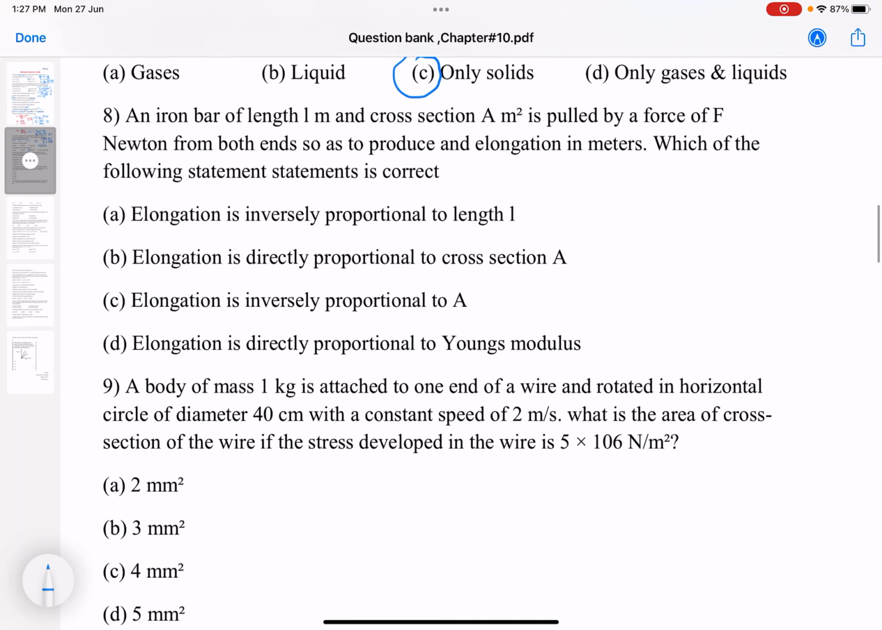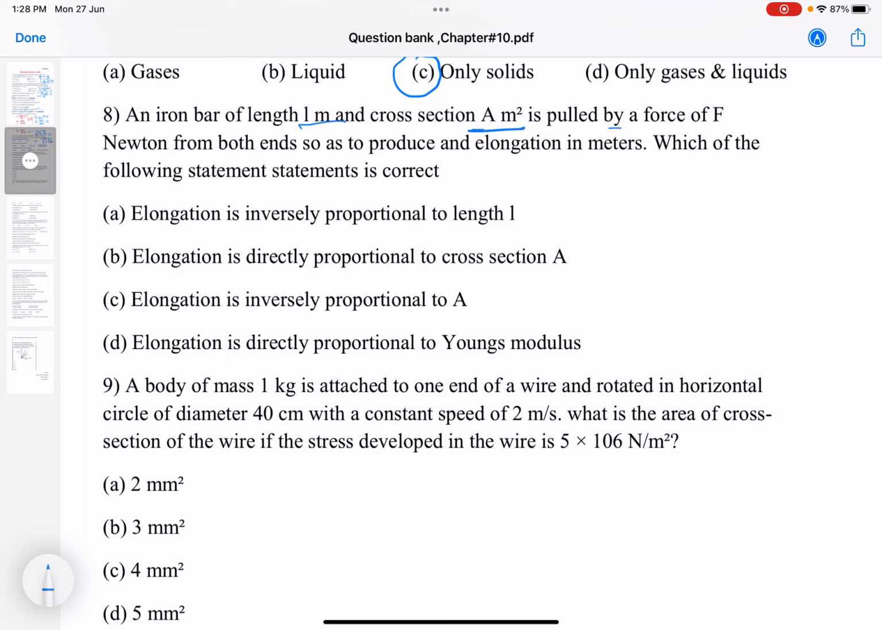Okay. Next, an iron bar of length L meters and cross-sectional area A meter square is pulled by a force of F newtons from both ends so as to produce an elongation in meters. Which of the following statements is correct? So he has given that length is changing, so in the case of change in length, we use Young's modulus. Young's modulus Y equal to F into L by A delta L. Here in every option elongation is there. Elongation is nothing but delta L.